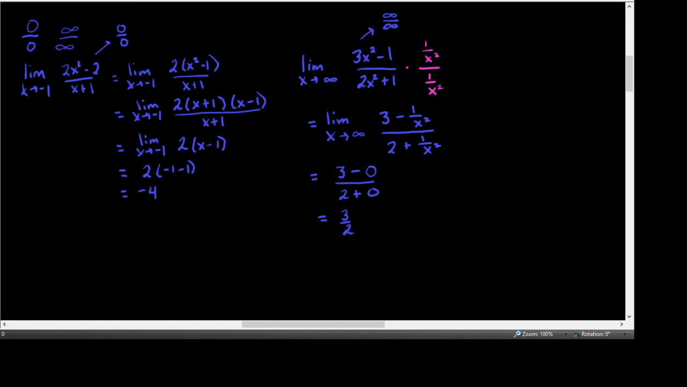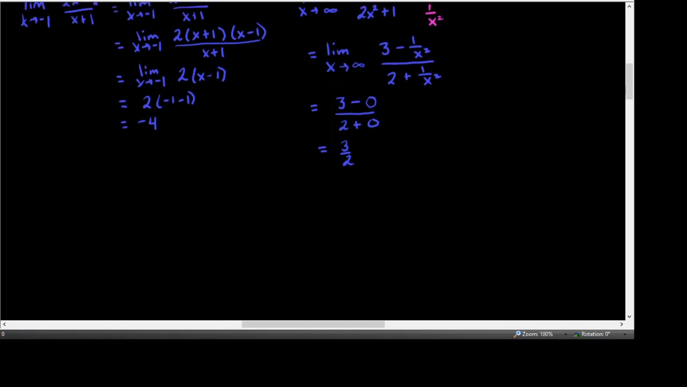Now, this actually works sometimes, even with transcendental functions. Like if I were asked to do this limit, the limit as x approaches 0 of e to the 2x minus 1 over e to the x minus 1.